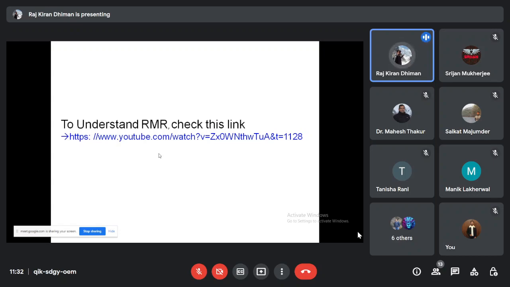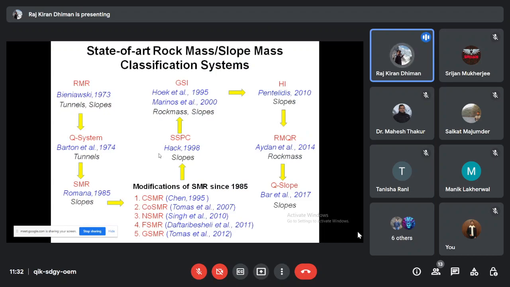Now I will briefly give you some idea about the rock mass classification systems. Today, we have a number of different rock mass classification systems. We have RMR. Actually, I would say it started with RMR.